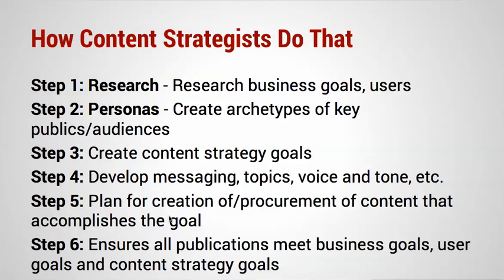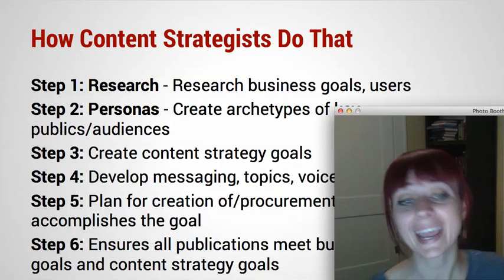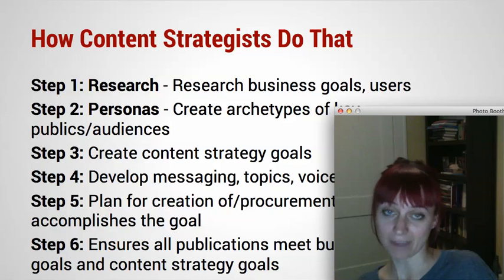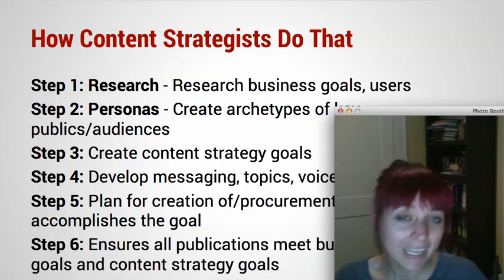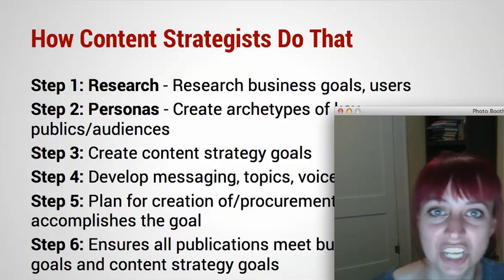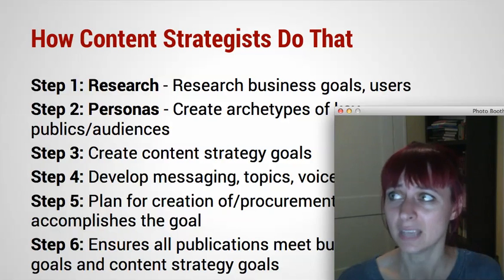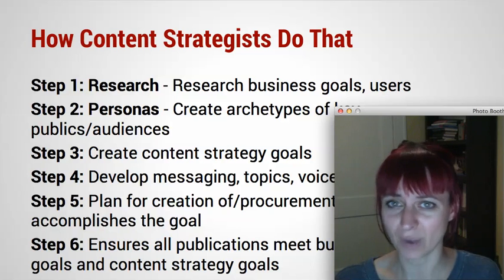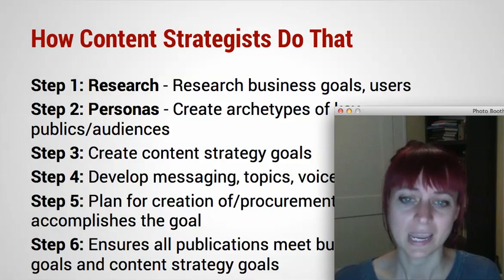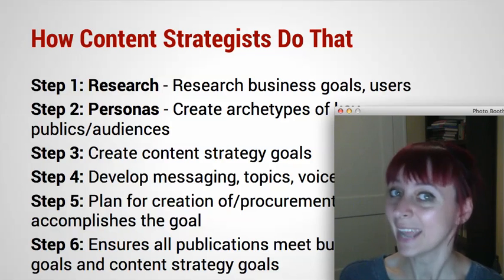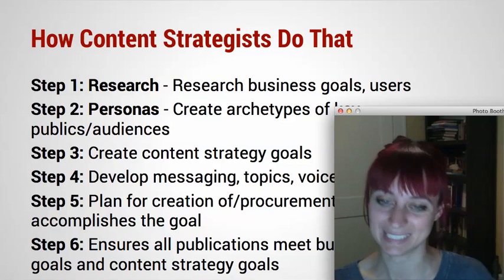And step 6 ensures all the publications meet the business goals, the user goals, and the content strategy goals. Now, you're not actually going to write content strategy in this class. Your next class after this, 385, is strategic. Actually, I think you have two strategic communications classes after this: strategic design and writing, and then campaigns. You're going to learn more about this in those classes, but I want to introduce it now because it goes hand in hand with design.